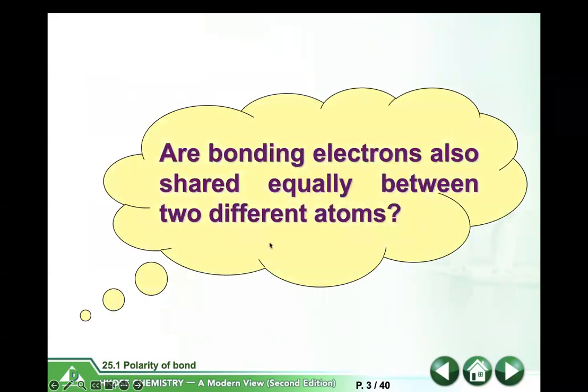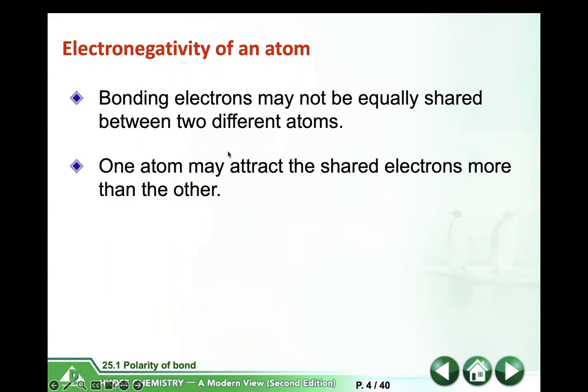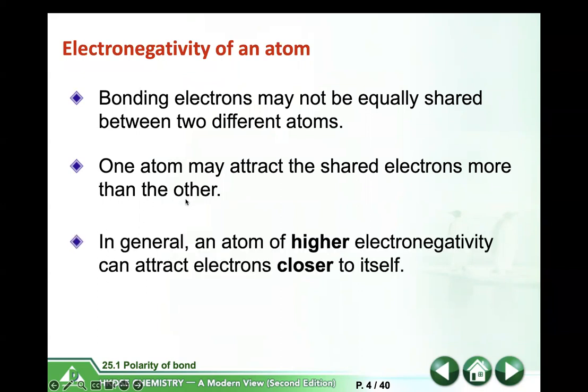So are the bonding electrons also shared equally between two different atoms? If it is two different atoms, we need to decide by the electronegativity of an atom. Bonding electrons may not be equally shared between two different atoms. One atom may attract the shared electrons more than the others. So we need to consider the electronegativity. In general, an atom with a higher electronegativity will attract the electrons closest to itself.